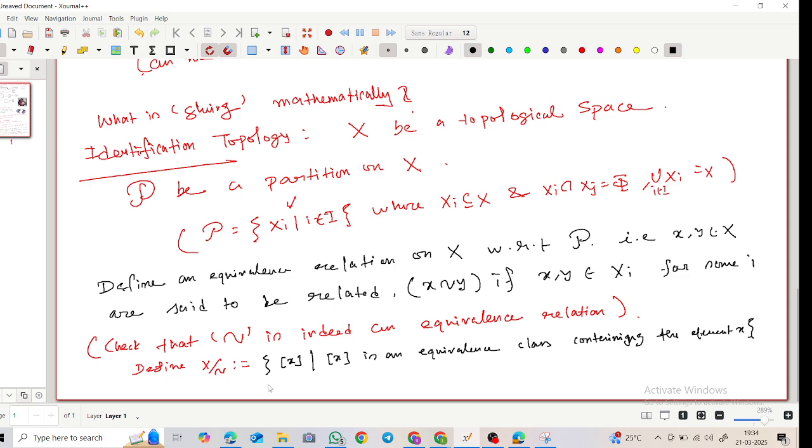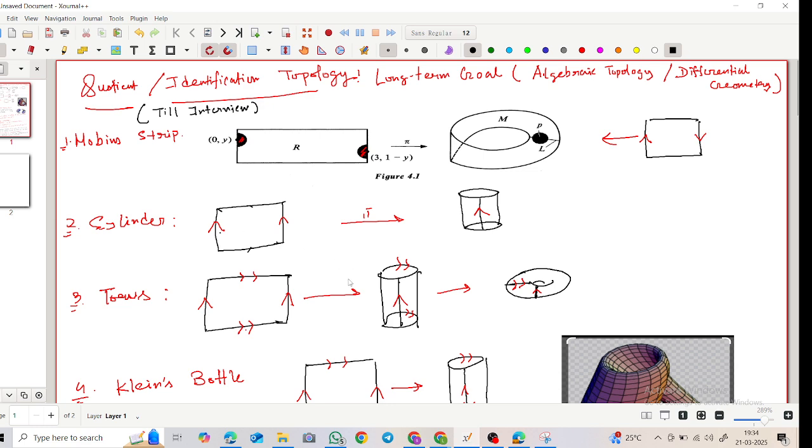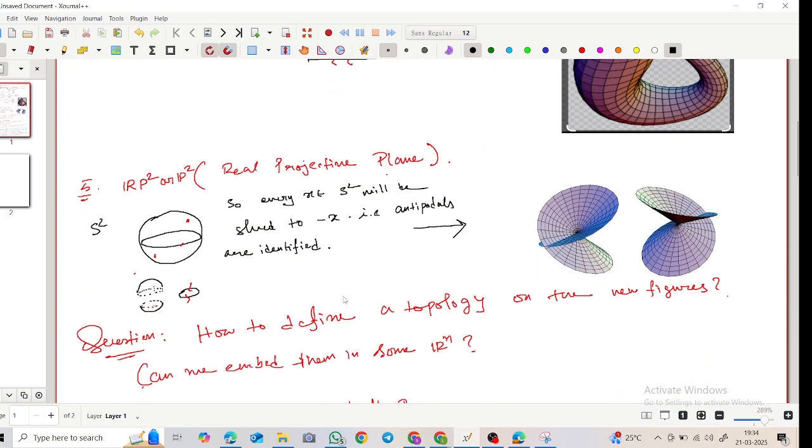So basically this is the set of all equivalence classes of X. Okay, so basically we have partitioned X. Now we are considering only the equivalence classes. Understood? So this is clear.